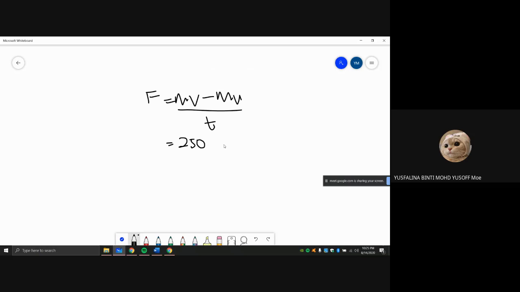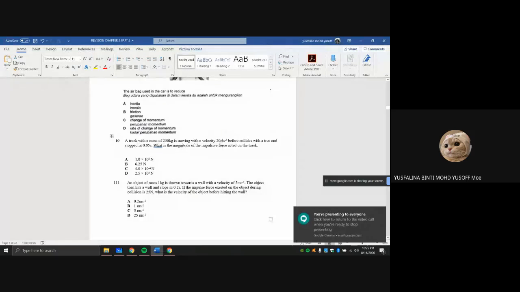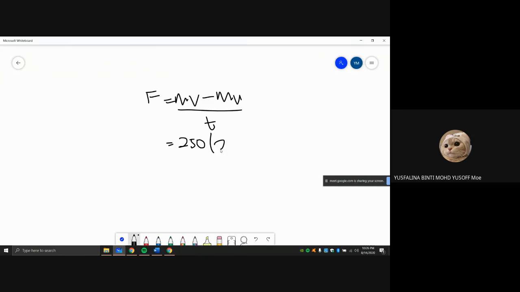Okay. And then before it collides, so you want the amount of... The velocity is 20, right? So the 20 is U. Moving before it collides with a tree and stop in 0.05. Okay, the U is 0 here, sorry. So the U is 0 here, so this one is 20, minus this one 0.